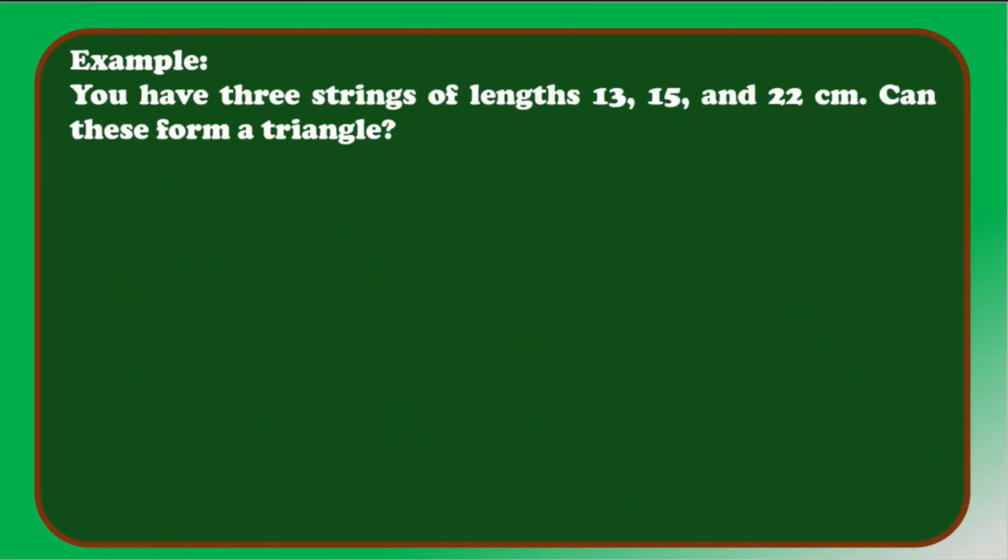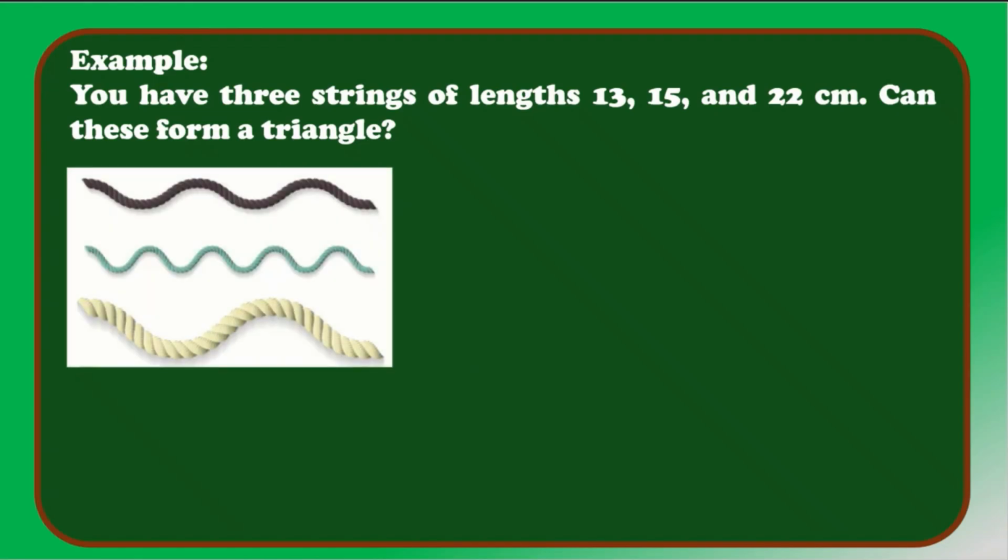Let's have this example. You have three strings of lengths 13, 15, and 22 centimeters. Can this form a triangle? Let's have the illustration. The first string has a length of 13 centimeters. The second string has a length of 15 centimeters and the last string has a length of 22 centimeters.